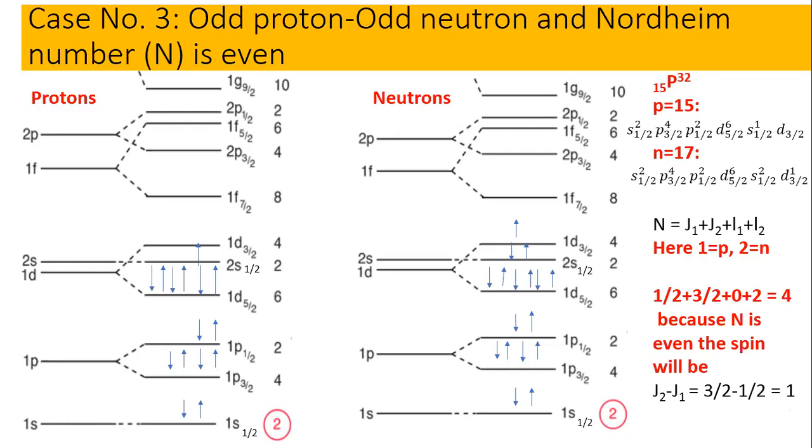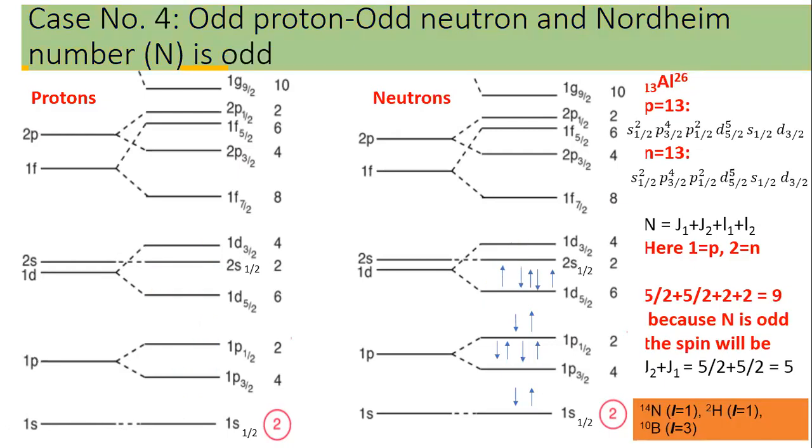So you can do it in a similar way with the rest of the nuclei to calculate the nuclear spin. So move to the fourth case. This is similar to the third case. It also has an odd number of protons and an odd number of neutrons, and the n number is also odd. In the previous case, this n number was even. So the difference is that here the n is odd.